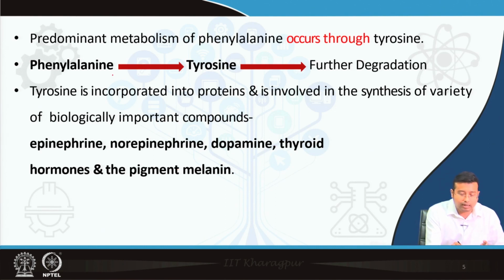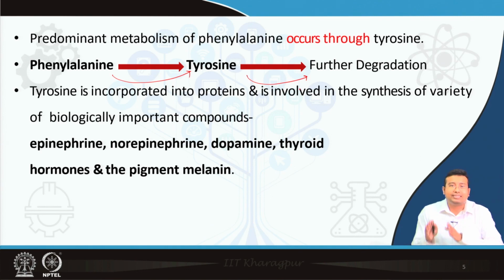First phenylalanine is converted to tyrosine and thereafter tyrosine is degraded. And not only is it degraded, from tyrosine multiple very important compounds are obtained in our body. To name a few, catecholamines, that is epinephrine, norepinephrine, adrenaline, noradrenaline, neurotransmitters like dopamine, thyroid hormones, and the pigment melanin are all important products that are derived from tyrosine. So, indirectly they are derived from phenylalanine also.